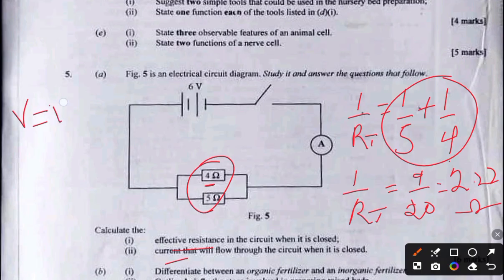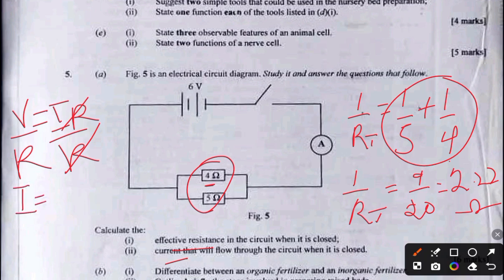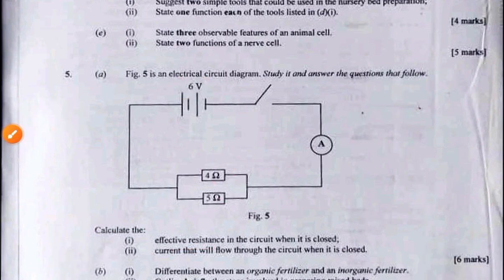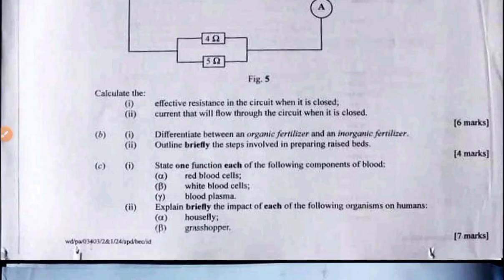The next question is to find the current flowing. V equals IR. Now, I is the current, so I is V over R, R cancels R. So I is going to be 6, which is the potential difference, over R, which is 2.22. We're going to get I equals 2.703.